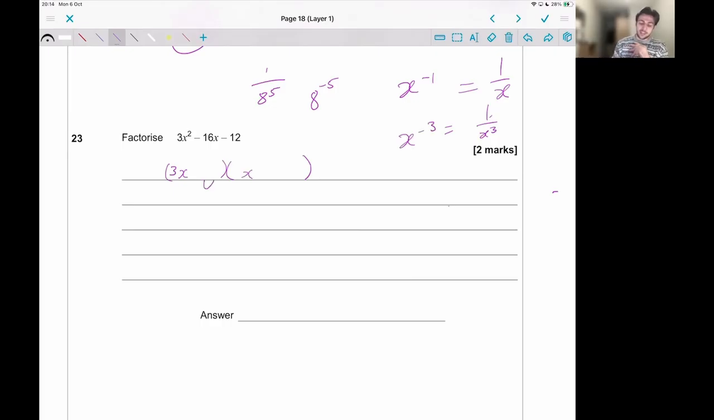Then we also know that the second bit here, these 2 numbers are going to multiply to make minus 12. So what numbers multiply to make minus 12? Well, we've got 1 and 12. Well, minus 1 and 12, 1 and minus 12. We've got 2 and minus 6, or minus 2 and 6. We've got 3 and minus 4, or minus 4 and 3. Those are the sets of numbers that multiply to make minus 12.